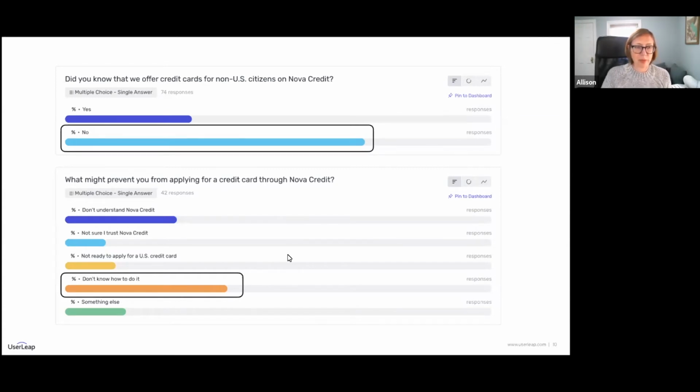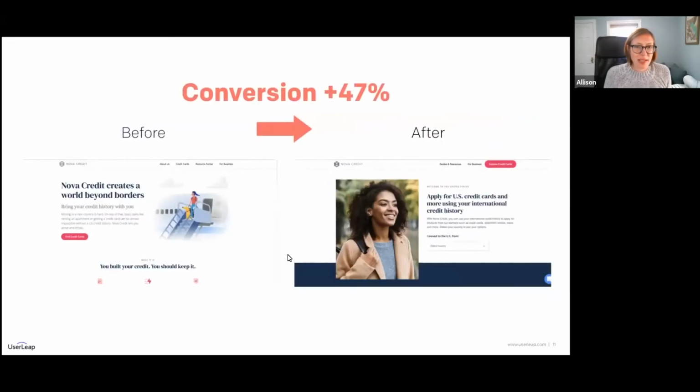They went from a version that was really focused on the big picture vision of what Nova Credit was trying to accomplish, to making it much more specific to what they want people to do when they're on the site today. They also built out country-specific pages so that if you were an immigrant from Australia, for example, you could come to that page and see exactly what the process was to move forward with Nova Credit to get that credit card for immigrants from that specific country.